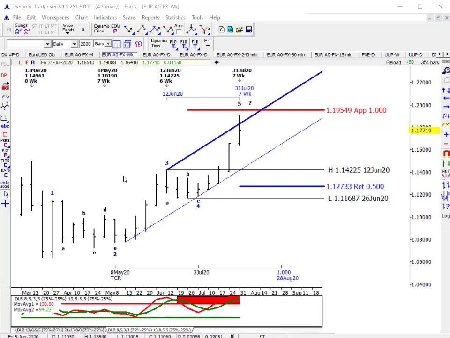This is the wave 3 advance, which went well above the wave 1 high. We had another pretty simple ABC correction into the July low. And then when the correction was complete, what should happen? Again, a resumption of the trend to a new extreme, which is exactly what happened. Now, the euro blew through the typical end of wave 5 price targets.